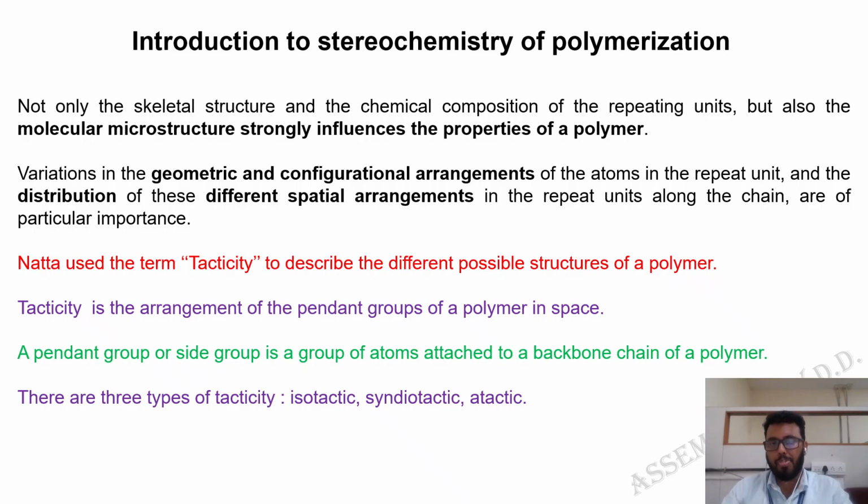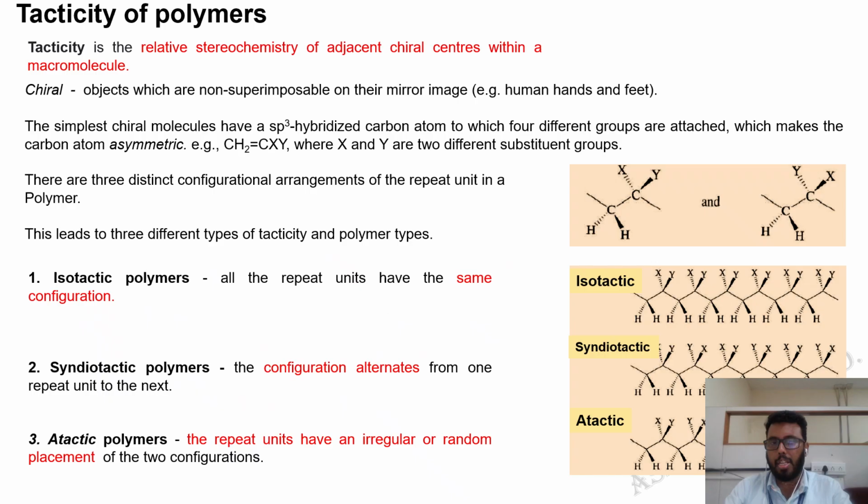There are three types of tacticity: isotactic, syndiotactic, and atactic. So this is what you have to write when they ask about tacticity and types of tacticity. First you have to explain what tacticity is. It is the relative stereochemistry of adjacent chiral centers within a macromolecule. What do you mean by chiral? Which are non-superimposable. You have already seen this in the geometric isomerism of coordination compounds, so you know very well about this.